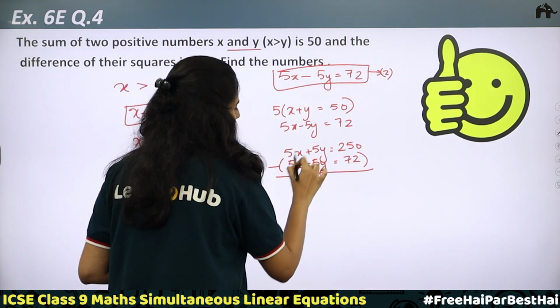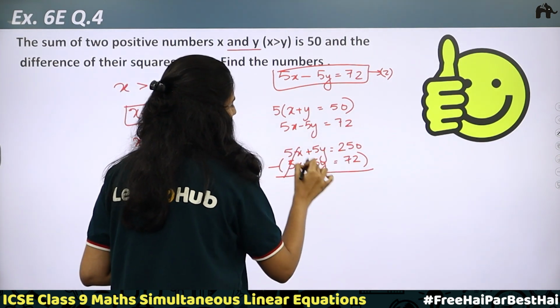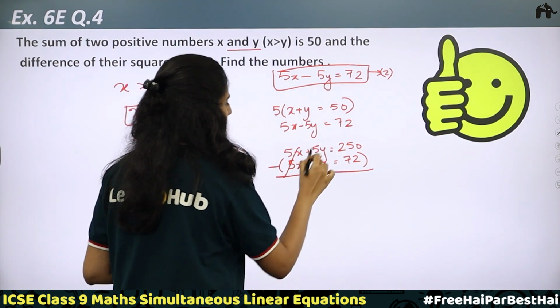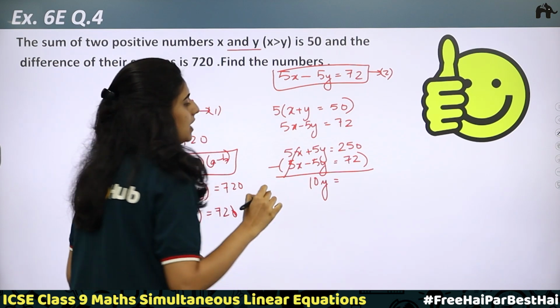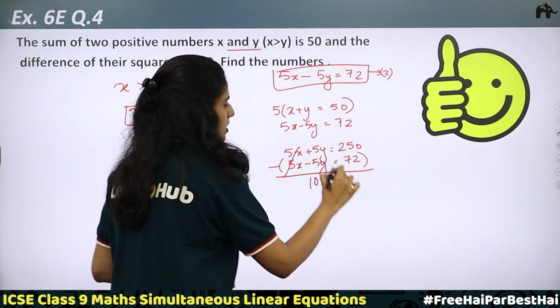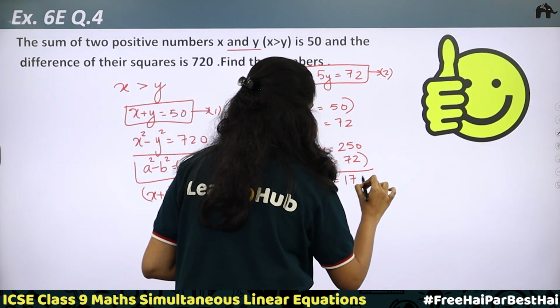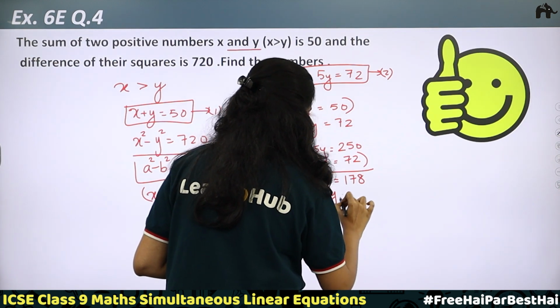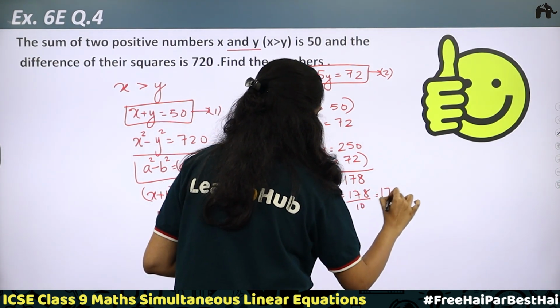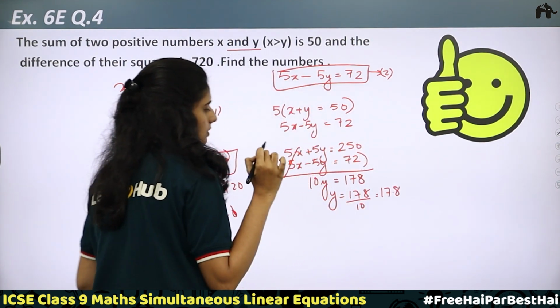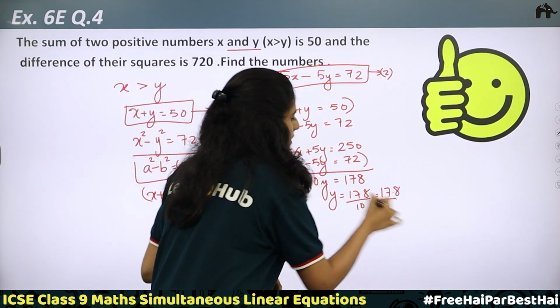5x minus 5x can be cancelled. 5y minus of minus 5y, 5y plus 5y, that is 10y is equal to 250 minus 72, which is 178. Then what is y? y will be equal to 178 by 10, which is 17.8. Okay, so y is equal to 17.8.